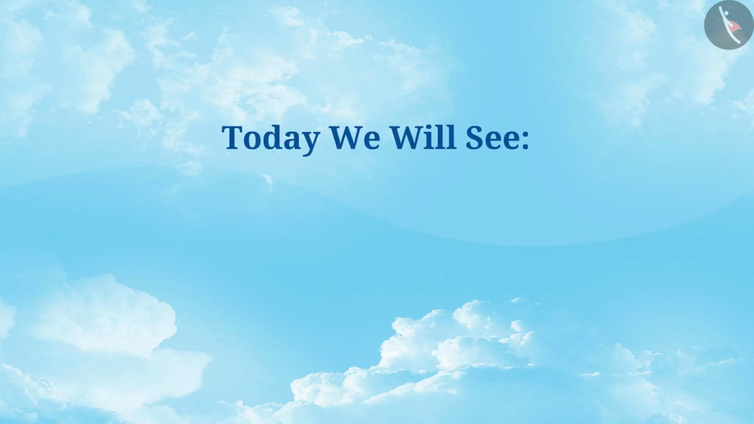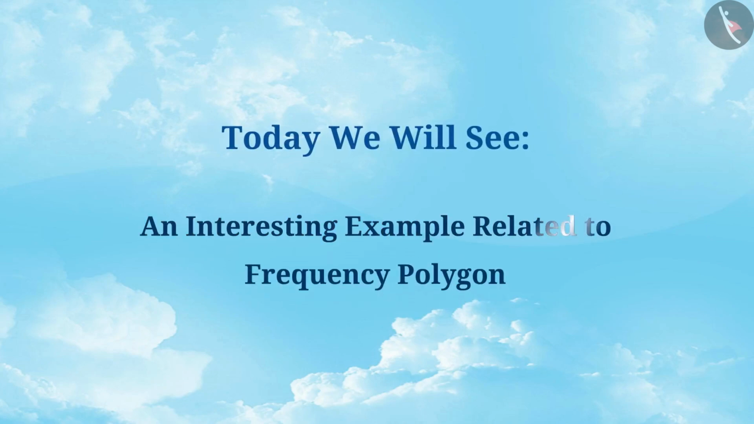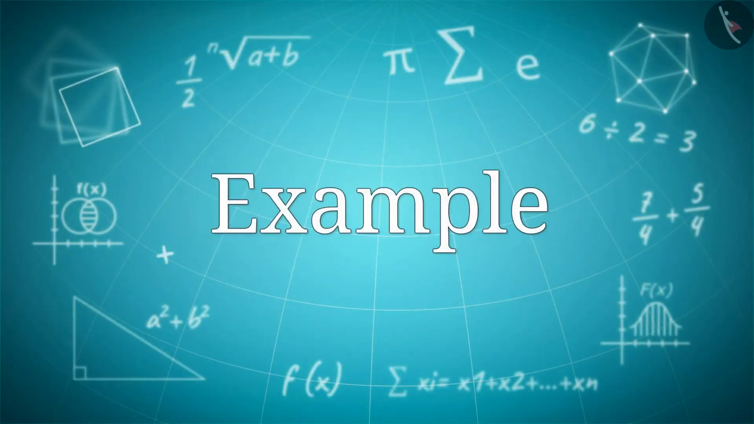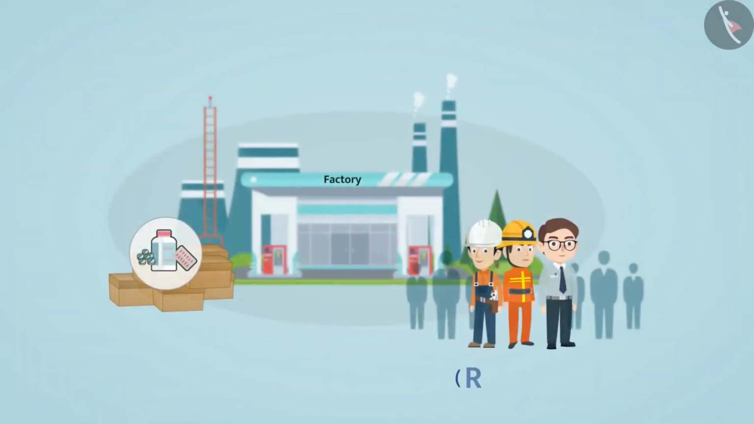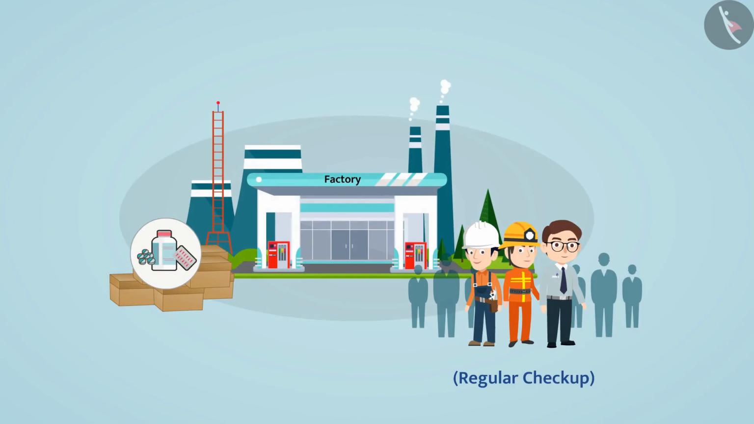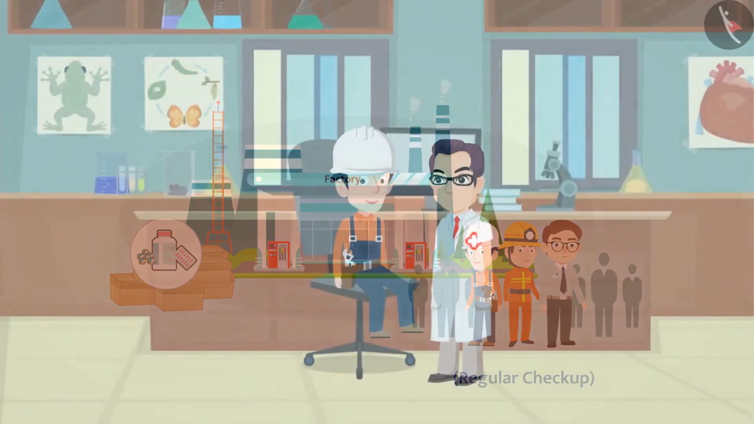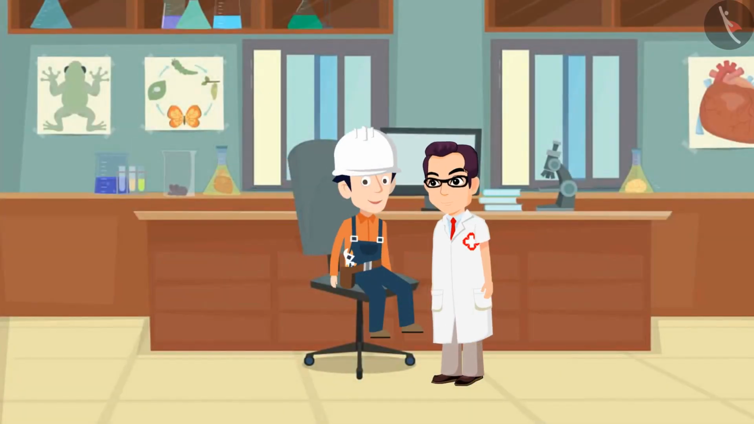Today we will see an interesting example related to frequency polygon. Regular checkup is done for the health of the employees working in a medicine factory. A doctor was called to the factory to get the employees' health checked.